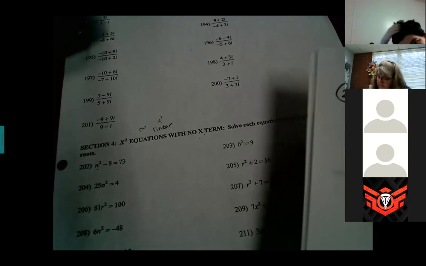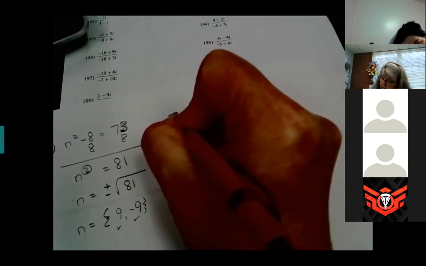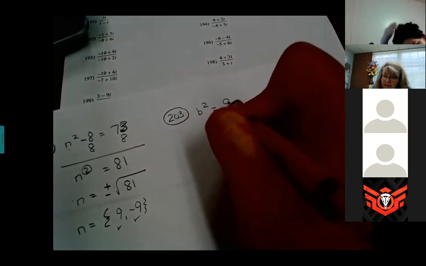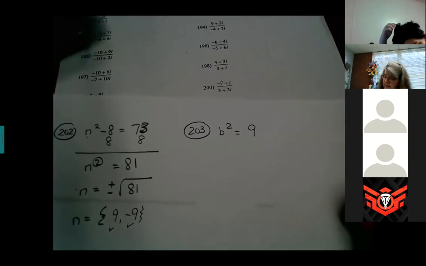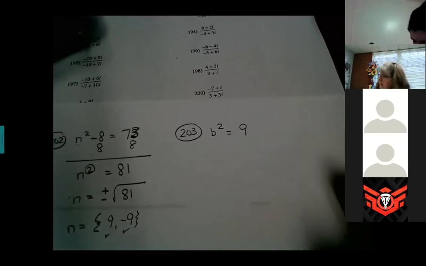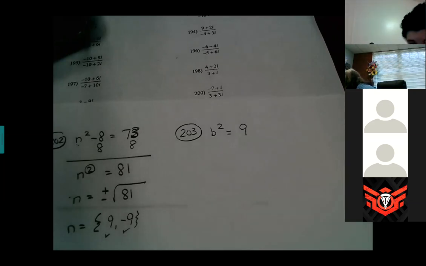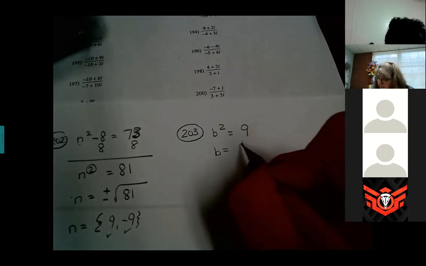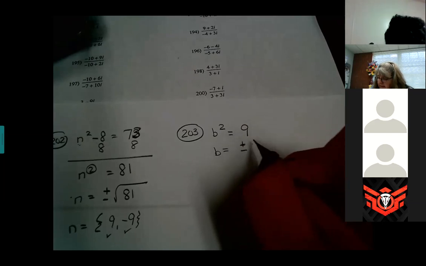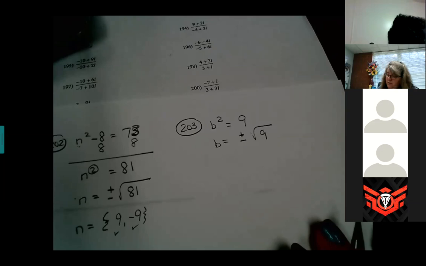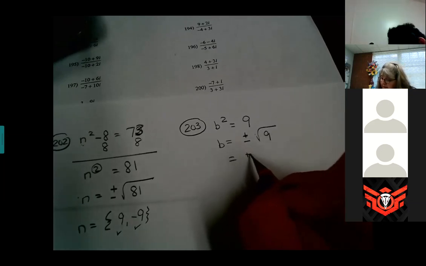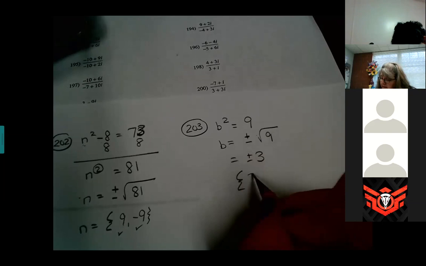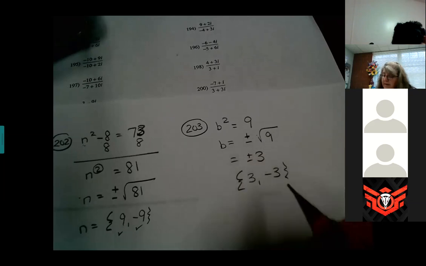Let's do 203. We're probably going to work all these together, and then your assignment will be some different problems. 203. Is there a plain old b to the first power? No, so you have to take a positive and a negative square root. Plus or minus the square root of 9, and the square root of 9 is 3. So the answer to this problem is +3 and -3.